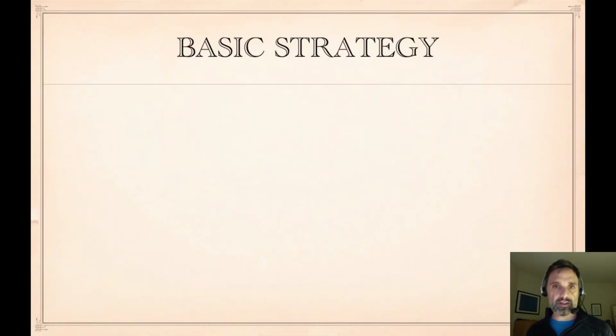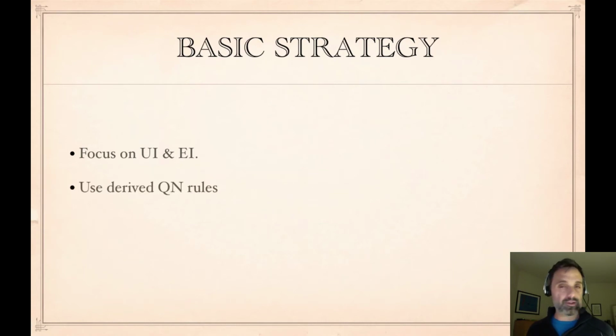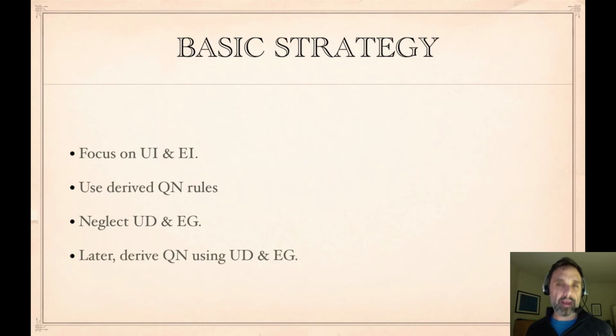So the basic strategy is like this. You focus on UI and EI, and you use the derived QN rules. And so you're not going to worry so much about UD or EG. If you see opportunities for EG, fine. If you figure out how UD works on your own and see an opportunity to use it, great. But don't worry about them. And then later, we'll derive QN using UD and EG and see other ways in which it's useful to use universal derivation and existential generalization. But right now, focus on UI and EI and the derived and the already enabled QN rules.